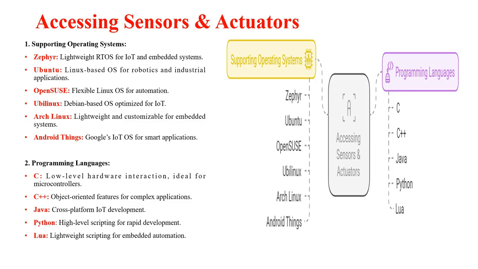And the programming languages which are used for sensors and actuator control are C, C++, Java, Python, and Lua. C is used for low-level hardware interaction, making it ideal for the microcontrollers. C++ provides object-oriented features useful for complex embedded applications. Then you have Java, which is preferred for cross-platform applications and IoT frameworks, and Python, which is a high-level language used for rapid development and IoT scripting.